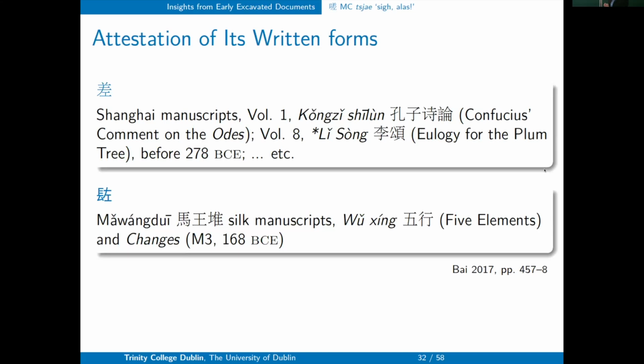And there are various written forms for this word. So in Shanghai manuscripts, like Kongzi Shilun or Li Song, it was written as cha, and it's from before 278 BCE. And in Mawangdui silk manuscripts like Wu Xing and Chen's, this word was written with the phonetic zuo.